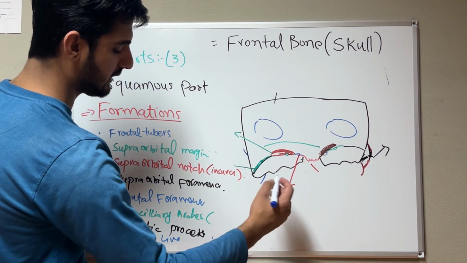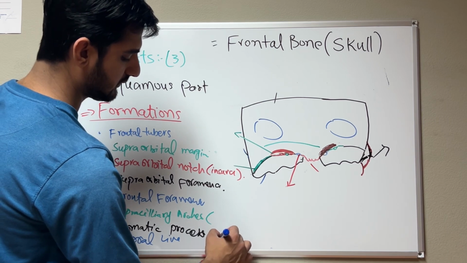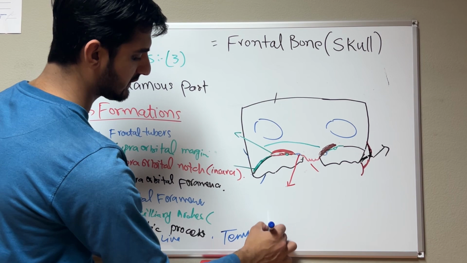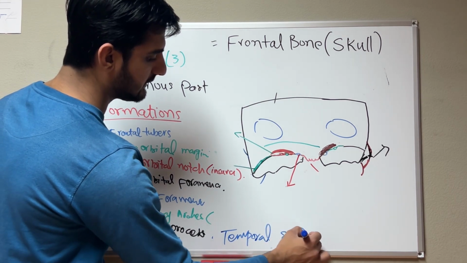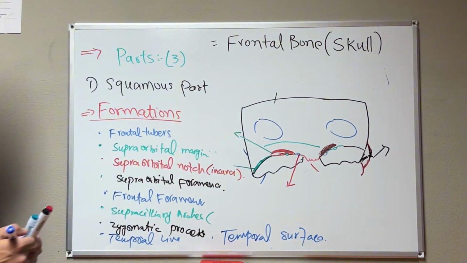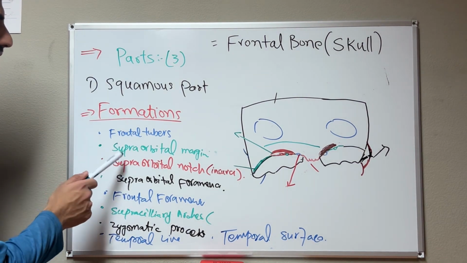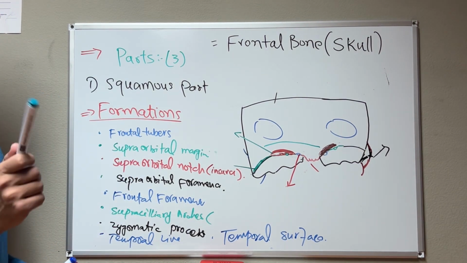Next formation we have is the temporal surface, or facies temporalis. Okay, temporal surface. These are all the formations of the squamous part of the frontal bone, only in the squamous part.